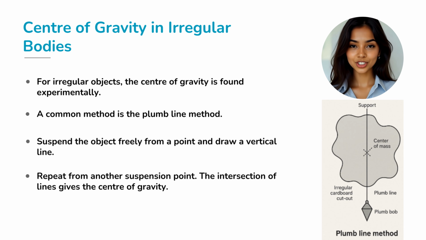What about irregular shapes? For these, we use experimental techniques to locate the center of gravity. One common method is the plumb line method. Suspend the object freely from one point and let a string with a weight hang vertically. Draw a vertical line along the string. Repeat the suspension from a different point and draw another line. The point where these lines intersect is the center of gravity. This simple method is often used in lab experiments.